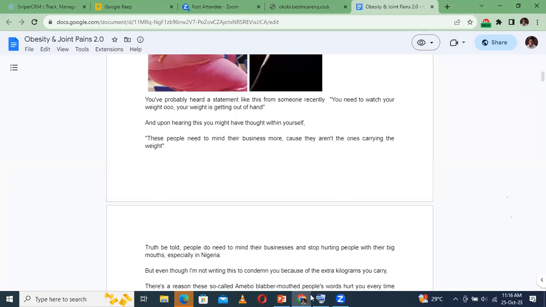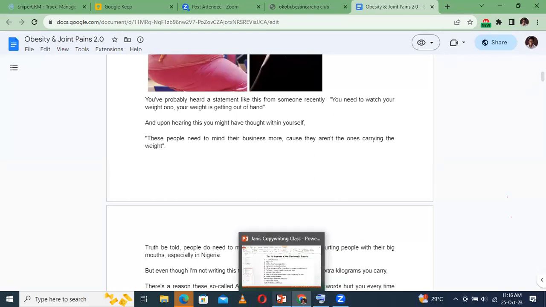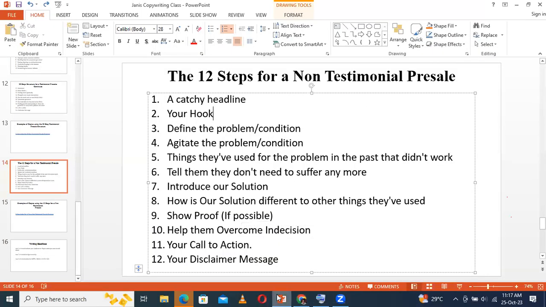As I said, you don't need to use a very long headline. Me, I like using long headlines because I don't like leaving out anything. The number 3 step says define the problem, define the problem or condition. So let's start breaking it down. Let's start breaking down the structures.